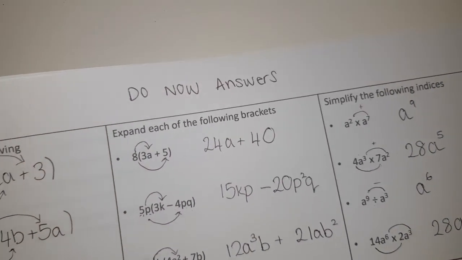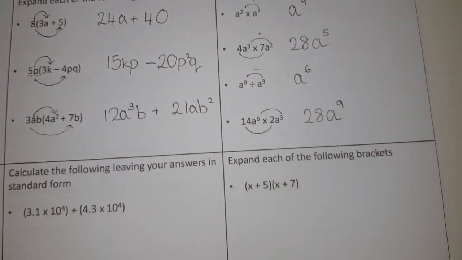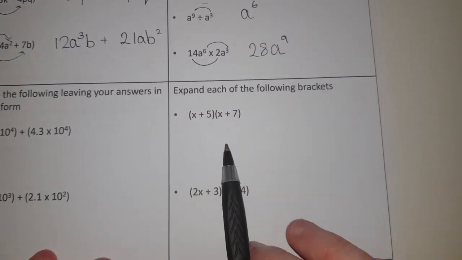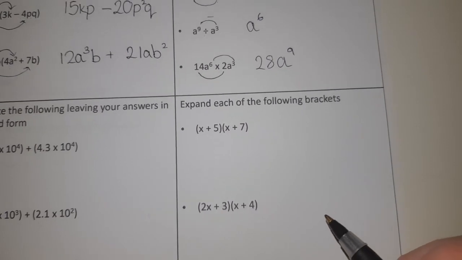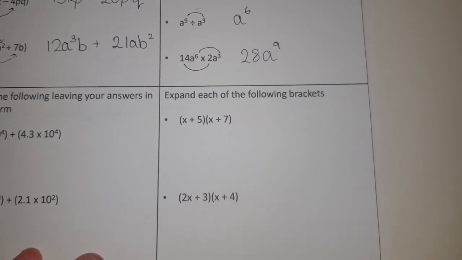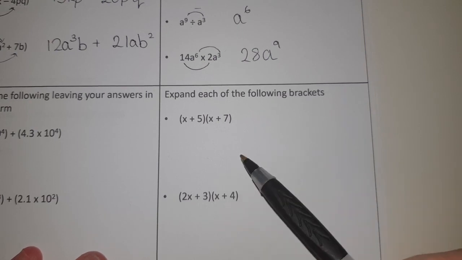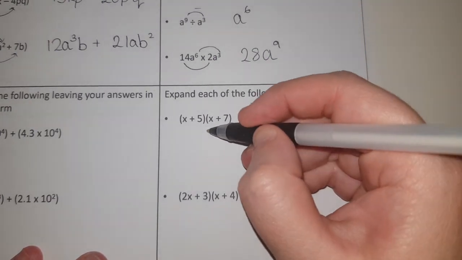Right, on to, if we do the bottom right hand corner first, expanding double brackets. Remember, these are the ones where you can use FOIL or a grid. If you've used FOIL, that's fine. Just check your answers as you go along. If you're still not sure on a method, I'm going to go through grid and we'll stick with grid.